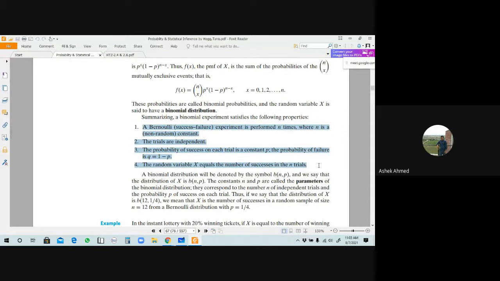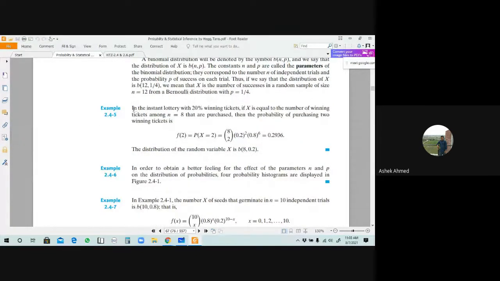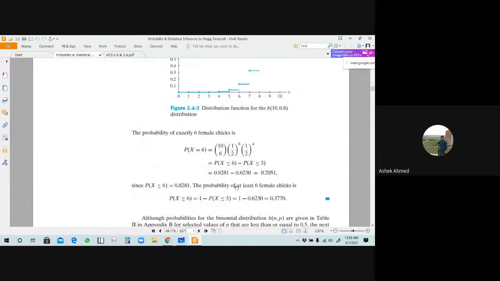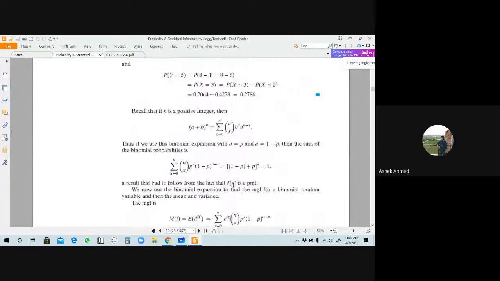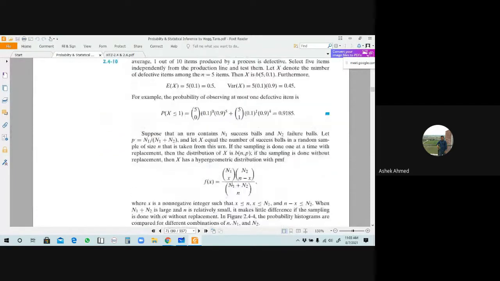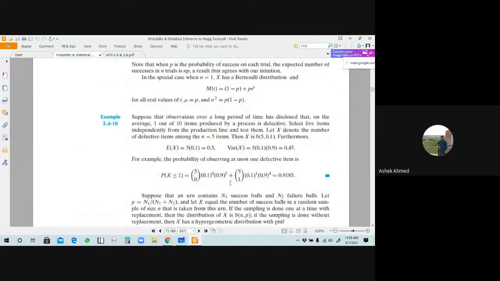These are just some criteria of properties. You can see the properties here. Okay, I will discuss this example later. First of all, I will discuss the mean and variance of the binomial distribution. What is the mean and variance of the binomial distribution?